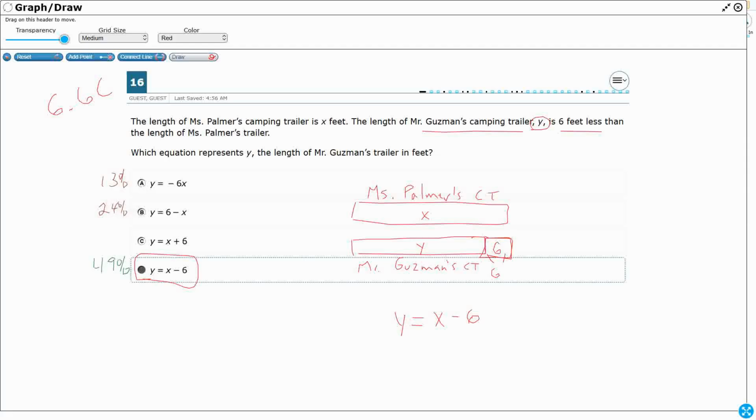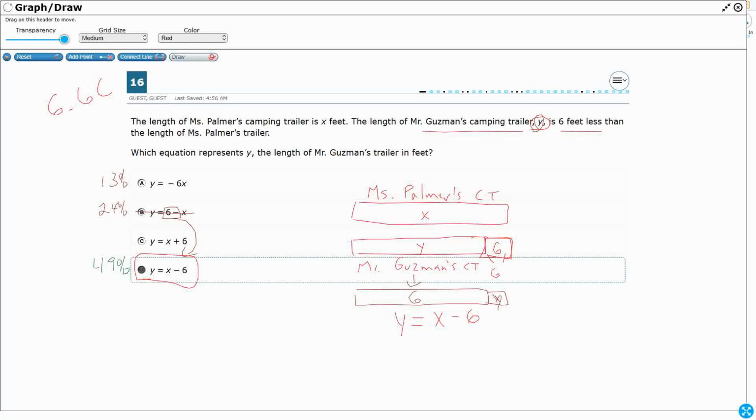Let's talk about that. So they understand there was a 6. They understood there was a minus. They just didn't know in which order it went. And 6 minus X, to make that work, you would need to say Mr. Guzman's trailer is 6 and the difference is X. If it was like that, then you can say 6 minus X. But it doesn't say that. It says Mr. Guzman's trailer is Y.